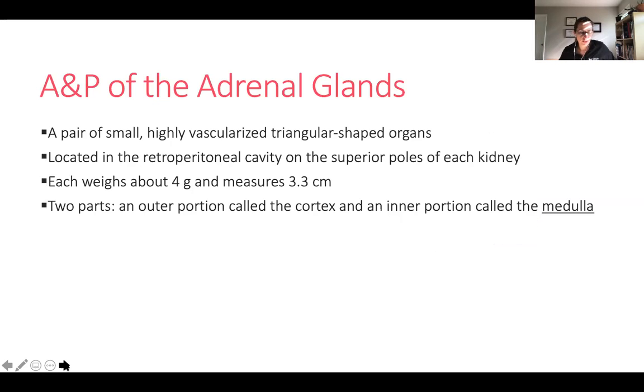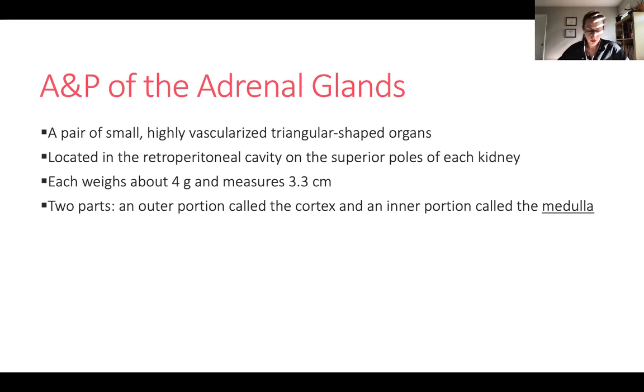Okay, so then we're moving on to the adrenal glands. So that is two small triangular shaped organs, and they're in the retroperitoneal superior poles of each kidney. When I was in nursing school, my pathophysiology teacher called them the kidney's backpack. So I will never forget where they are. And they each weigh about 4 grams. So they're very small, right on top of the kidney.